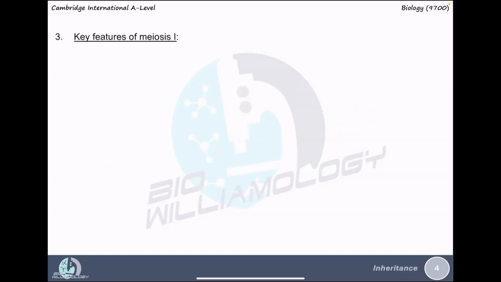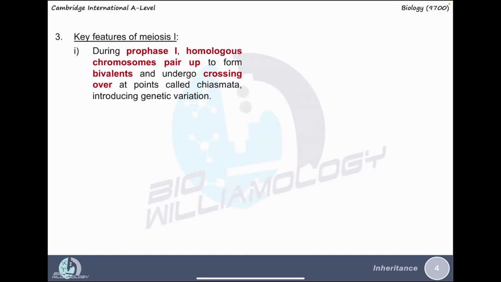So what are the key features of meiosis 1? One of the key features is that during prophase 1, homologous chromosomes pair up to form bivalents and undergo crossing over at points known as chiasmata. This event introduces genetic variation. And this is a key feature of meiosis 1, where we won't be able to see this during prophase of mitosis, as well as prophase 2 of meiosis 2.